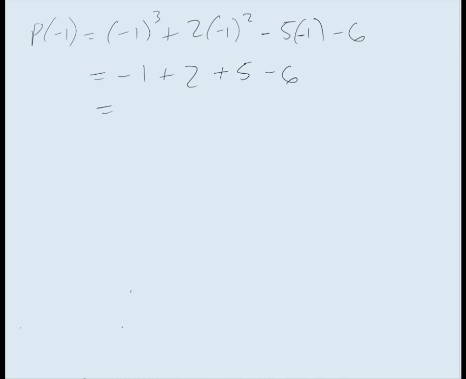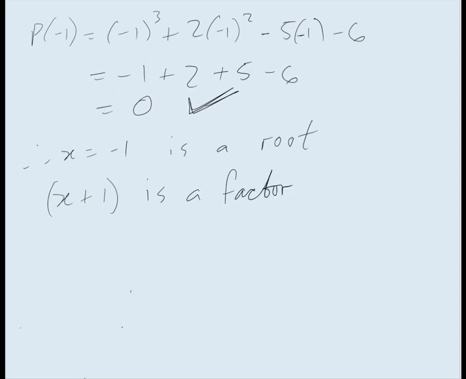Well, -1 plus 2 is 1. 1 plus 5 is 6. And 6 minus 6 is 0. So now we're very happy. We managed to find the root. So therefore, x is equal to -1 is a root, or a 0 of the polynomial. And what this means is x plus 1 is a factor of p of x.